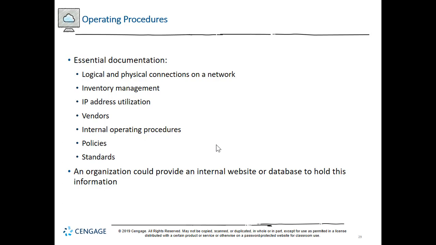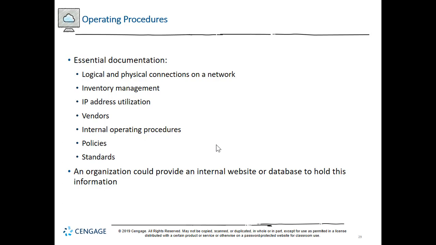Inventory management is also critical as well. There are a lot of times in your organization you're going to be recycling equipment, and so you want to keep a note of the machines and devices that you have pulled out of your network and then what you have replaced in there.